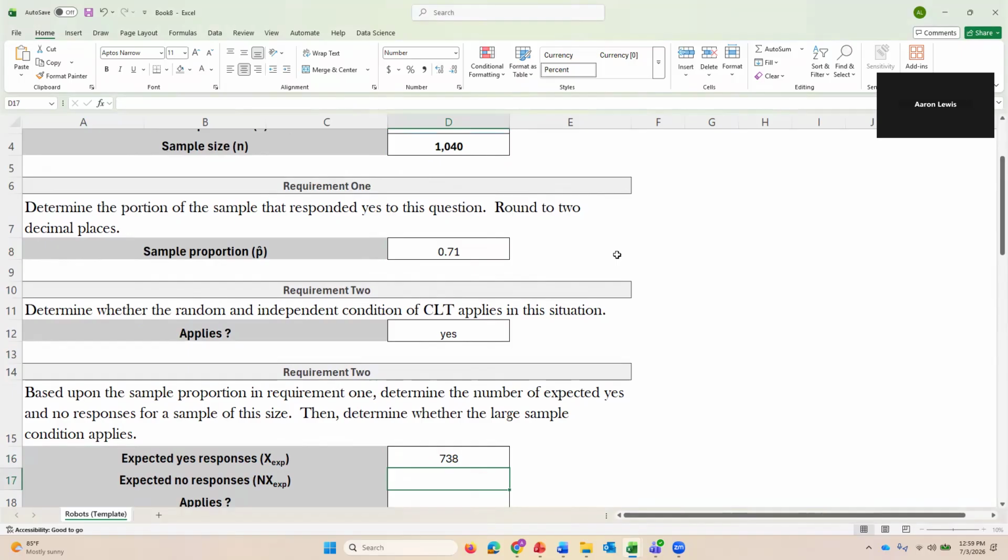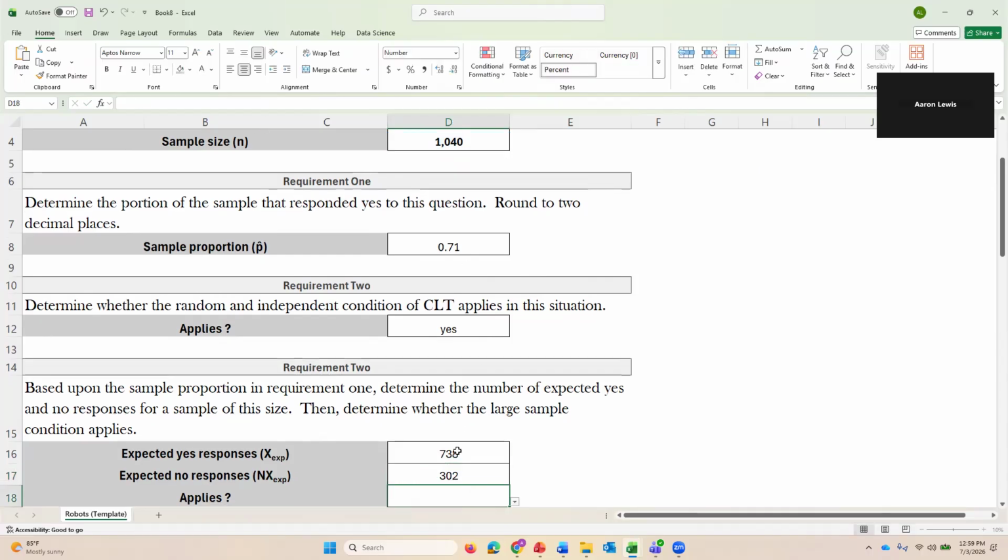Well, we'd be surveying another 1,040 people. There's only 2 options they have, yes or no. So if 738 say yes, the remainder of that 1,040 have to say no. So you can find your expected no's in this case by just taking 1,040 and subtracting out 738. So if we did this again and the same proportion held in our next sample, we would expect roughly 738 yeses and 302 no's. Well, both of those numbers are far bigger than 10. So the large sample condition for CLT applies.